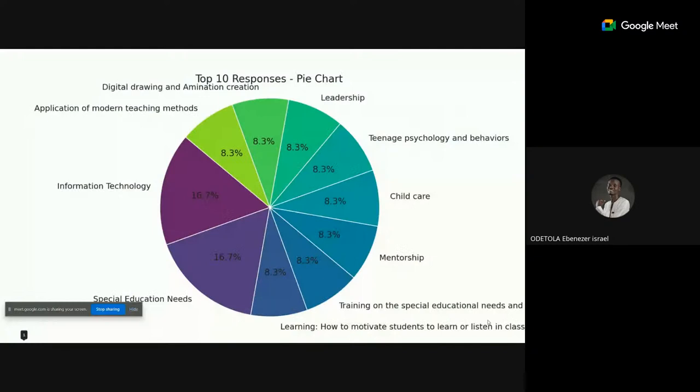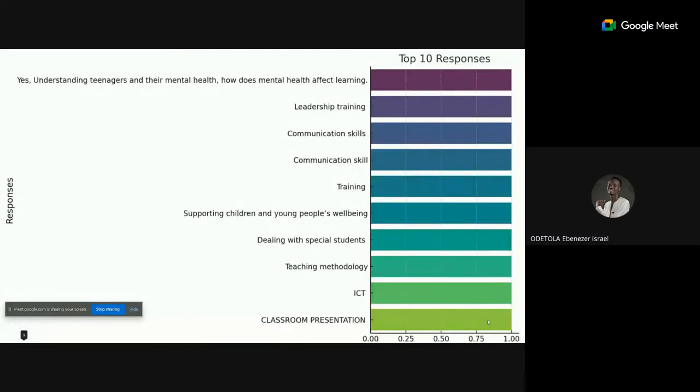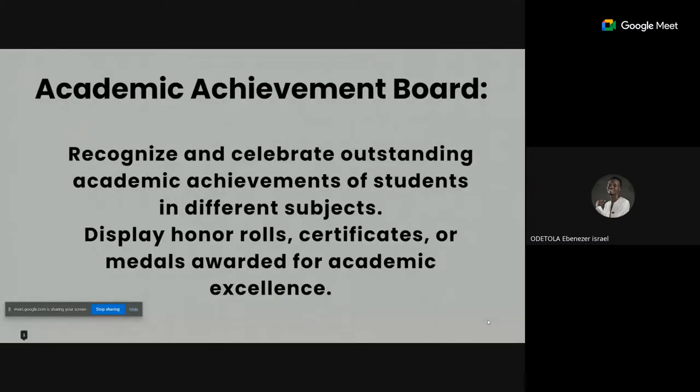I talk about some of these that I've gathered in some schools at work. And almost every time, a lot of them talk about modern teaching technology, teenager psychology and behavior, mentorship, child care, special needs, and more. A lot of them have special abilities and disabilities that we need to address. I use this statistic, my second statistic also, to talk about this. And it is now glaring that the secondary school environment should not be left behind.